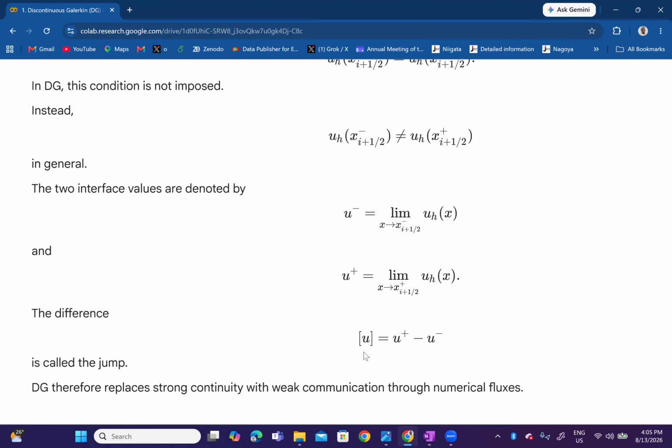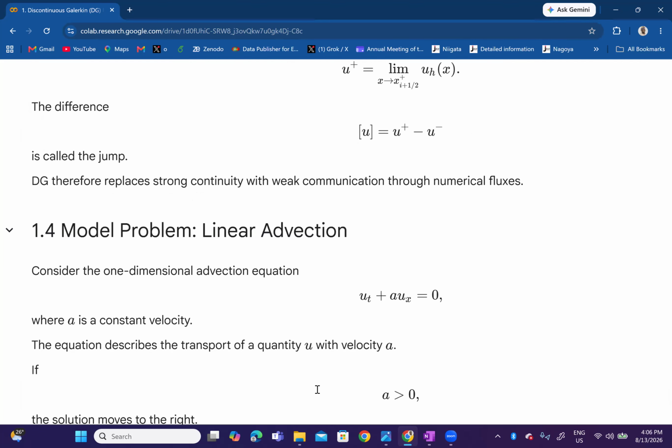Then the difference between u minus and u plus is given as this: the jump of u equals u plus minus u minus. So that's the difference between them, and that is called the jump. So the jump is the difference between the two interface values. The difference between u plus and u minus is called the jump. So the discontinuous Galerkin therefore replaces strong continuity with weak communication through numerical fluxes, because we have jumps like that.